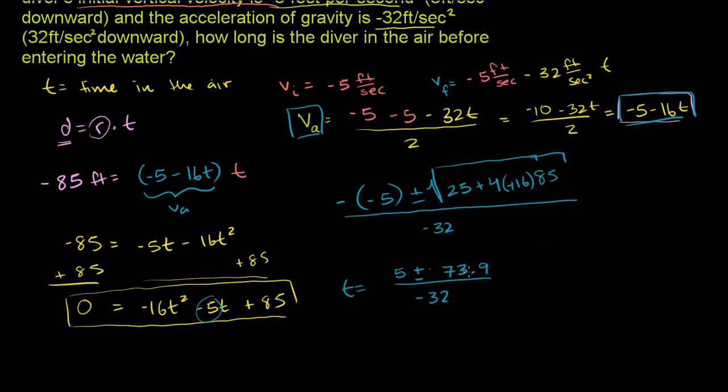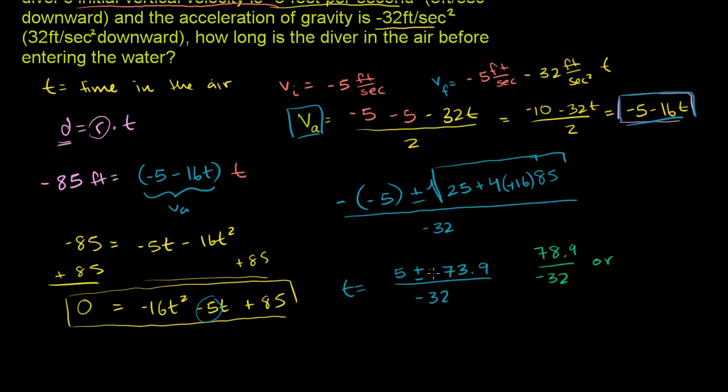Now, we can add 73.9 and we can subtract 73.9. But what happens if we subtract 73.9? Well, actually, let's think about this carefully. Let's do both of these. Let's just go through them. So the two possibilities for t: we have 5 plus 73.9, which is 78.9, all of that over negative 32. That's one possibility for t.